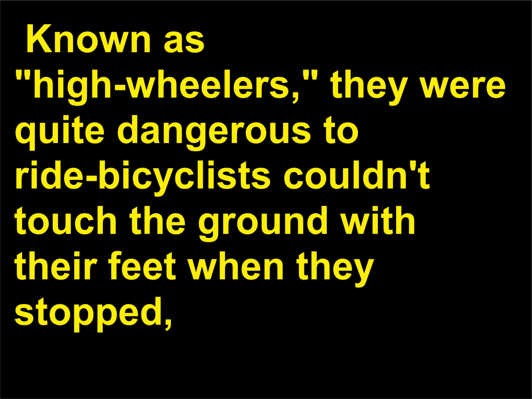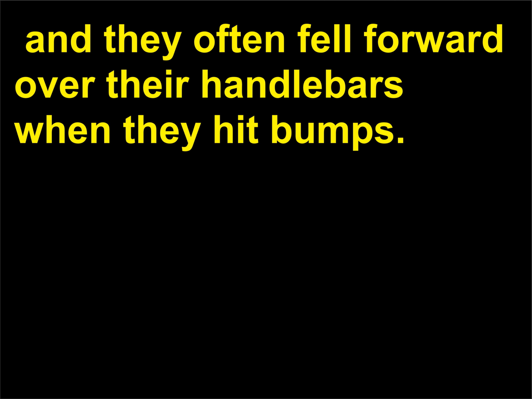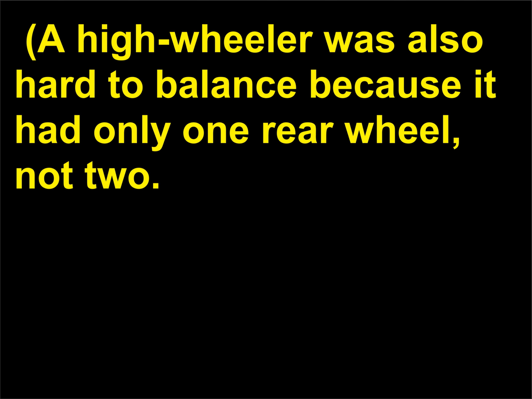Known as high wheelers, they were quite dangerous to ride. Bicyclists couldn't touch the ground with their feet when they stopped, and they often fell forward over their handlebars when they hit bumps. A high wheeler was also hard to balance because it had only one rear wheel, not two.